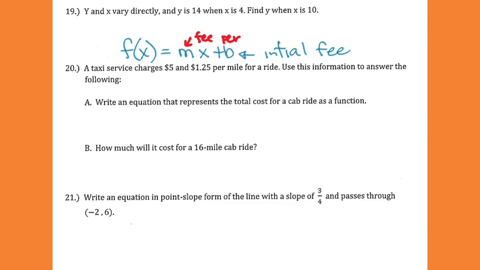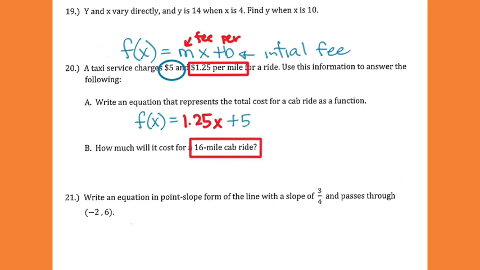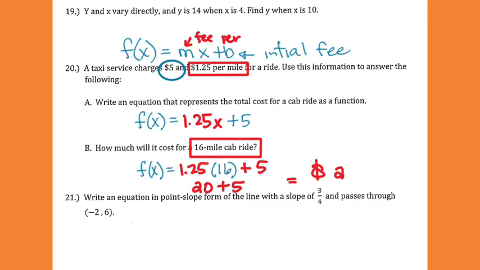So let's look at how I'd write this one for this taxi cab service. I know the initial fee is $5 and the slope is $1.25 per mile. So x represents how many miles, right? And the cost is going to be y, or f of x. And that initial fee is $5. So what happens if there's 16 miles? That would be $1.25 times the miles, which is 16, plus that initial fee of $5. And 1.25 times 16 is $20, plus 5 is $25.